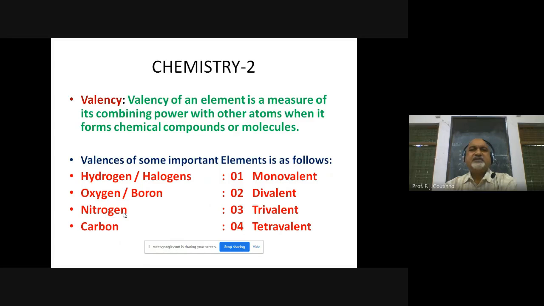Then we have studied the important valencies, that is, the valencies of some important elements which we use most of the time, and what they are called depending upon the number of the valency: 1, 2, 3, 4.